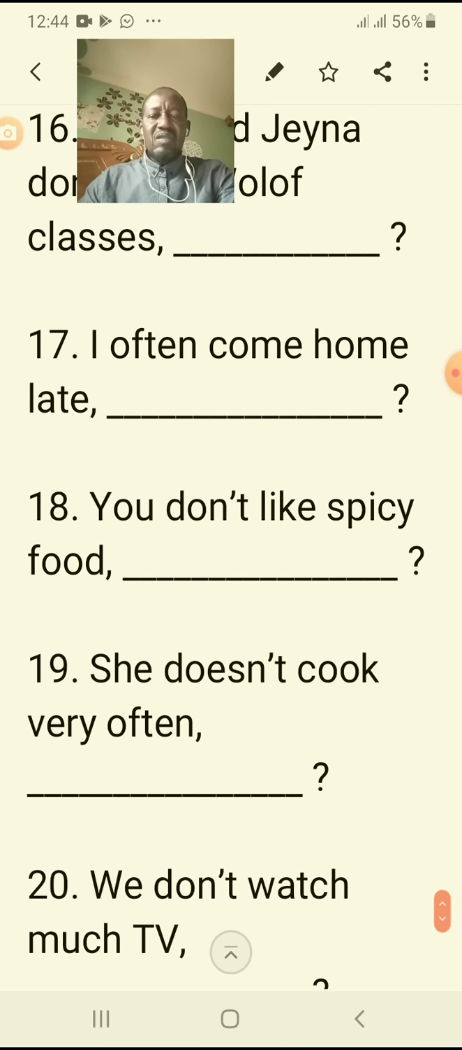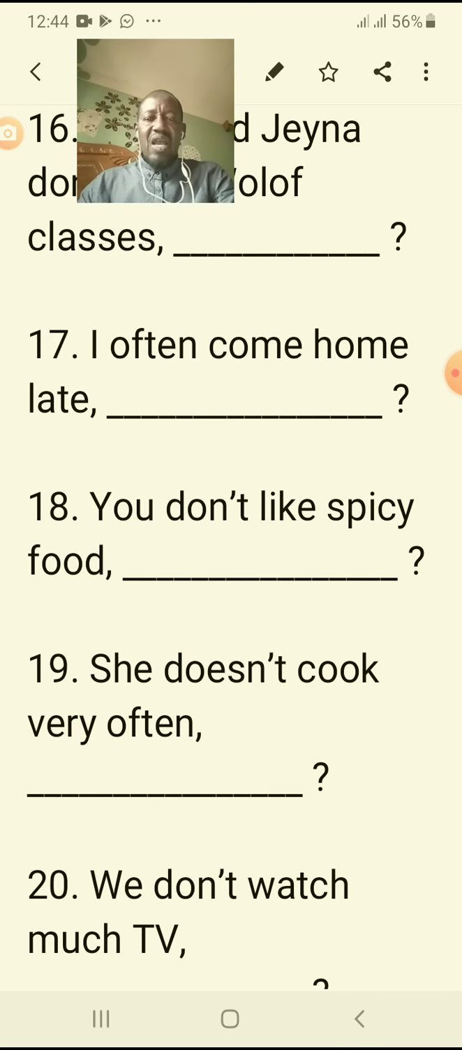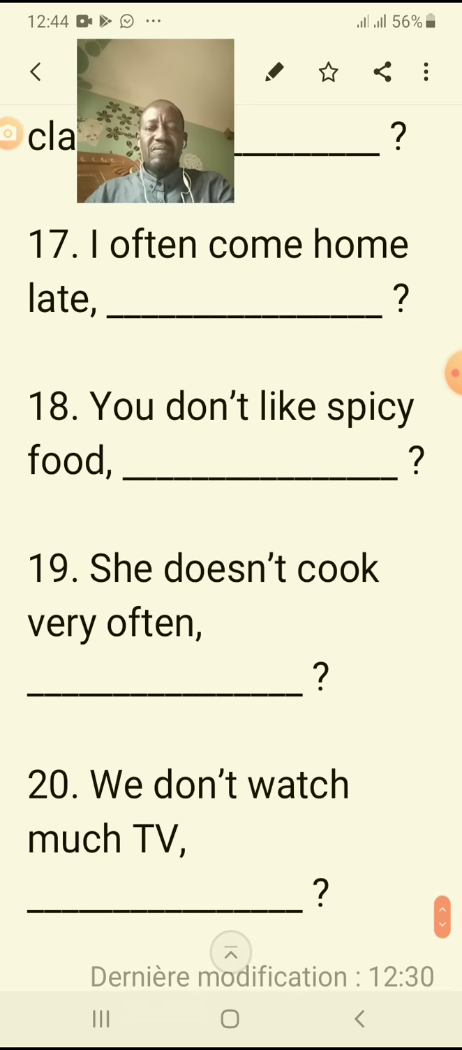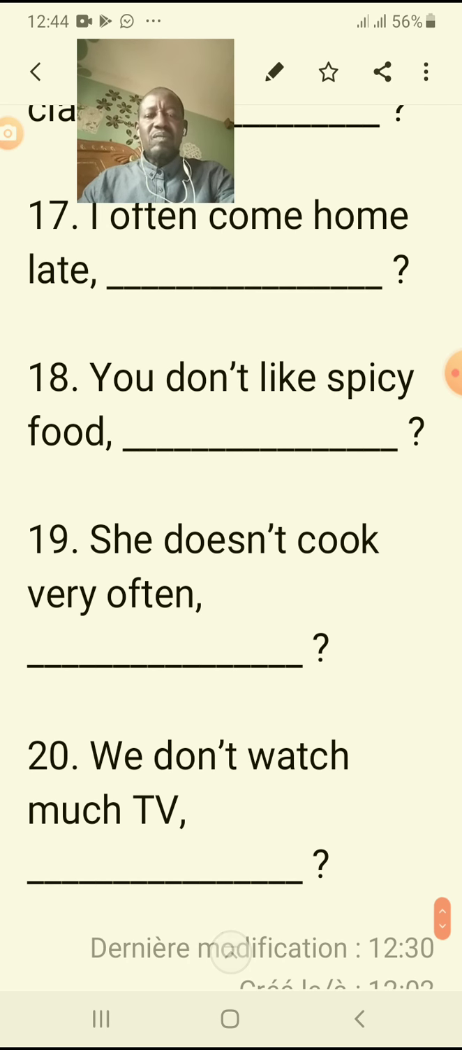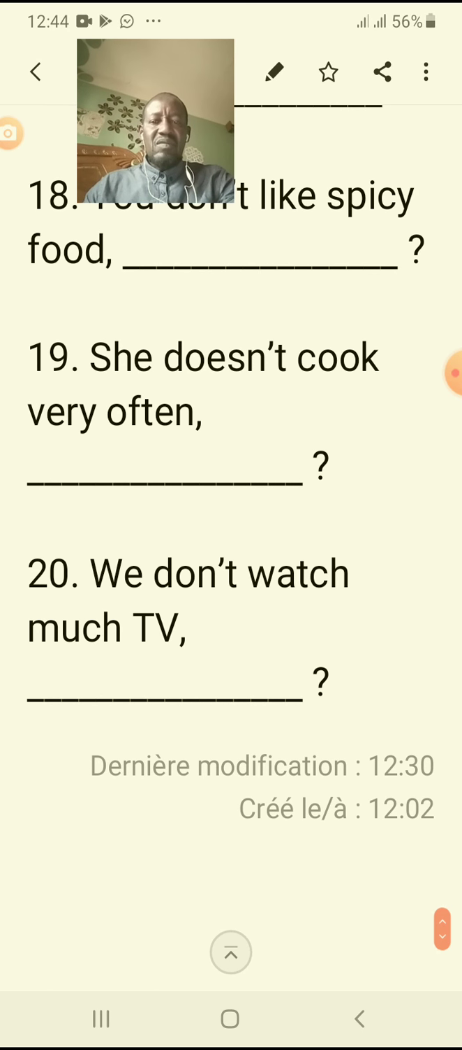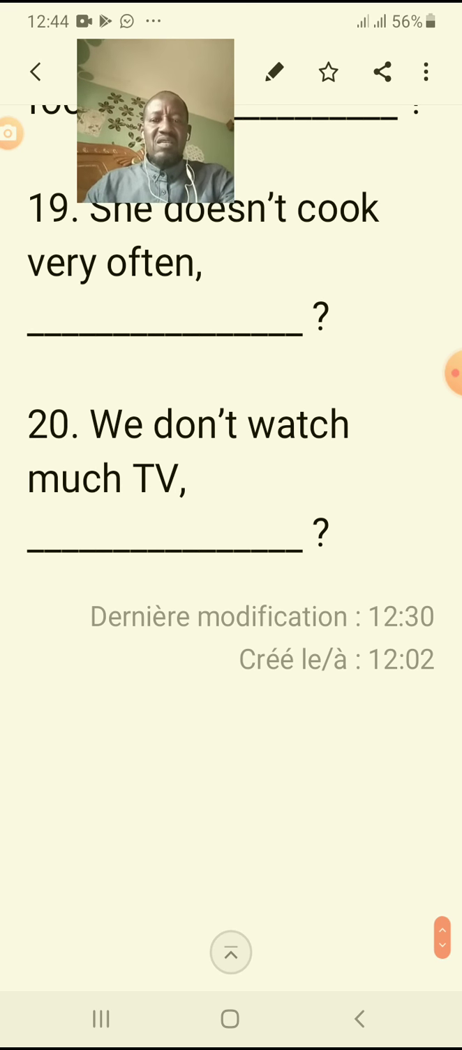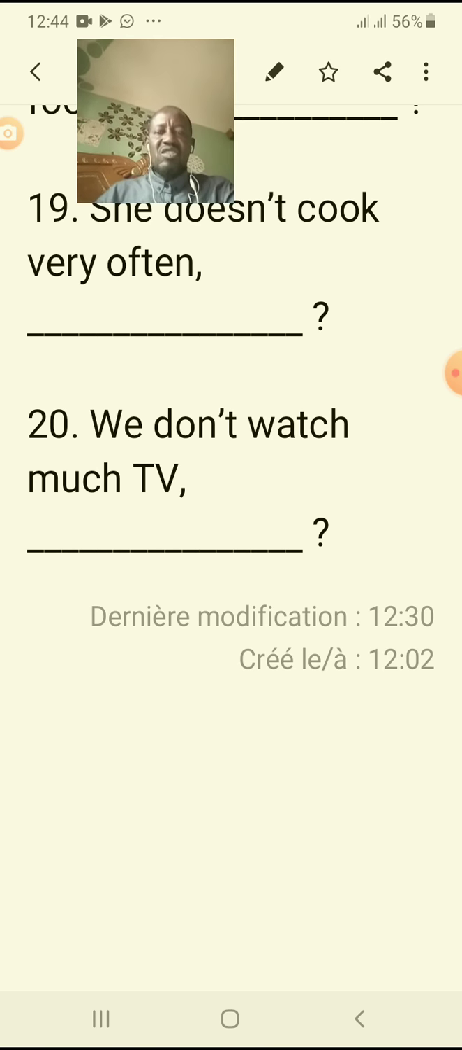17, I often come home late. 18, you don't like spicy food. 19, she doesn't cook very often. And 20, we don't watch much TV.